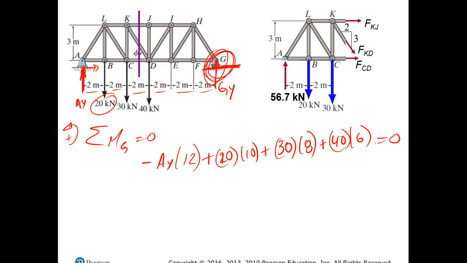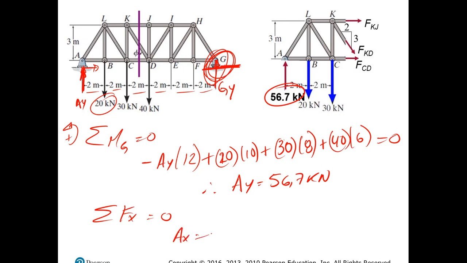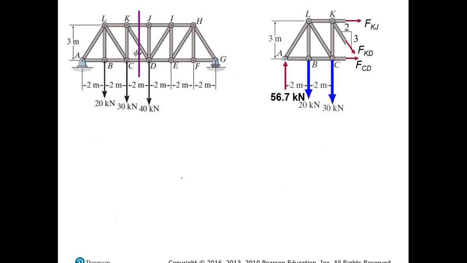That's equal to 0, and therefore I get that AY will be equal to 56.7 kilonewtons, and that's how you get that value. Alright, if you do a sum of forces in the X direction, you will realize that the only force involved right here would be AX, and that's equal to 0. So AX is 0.